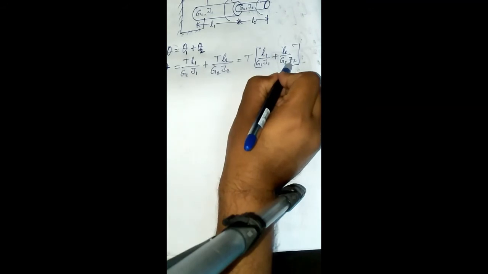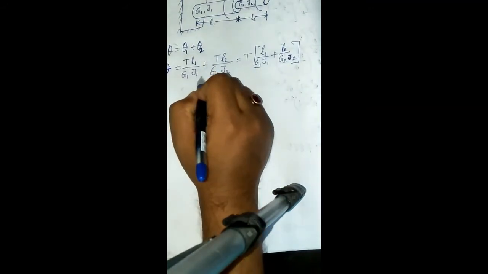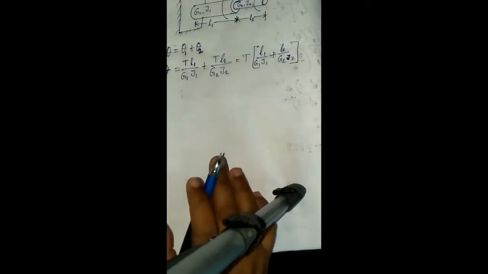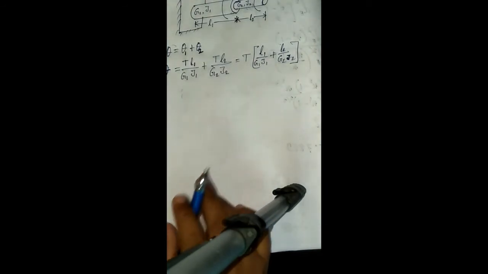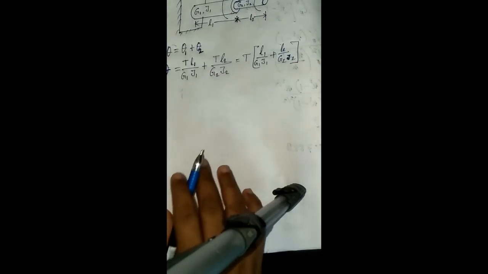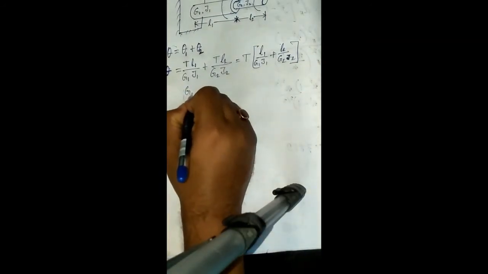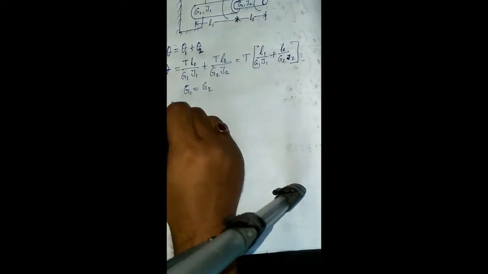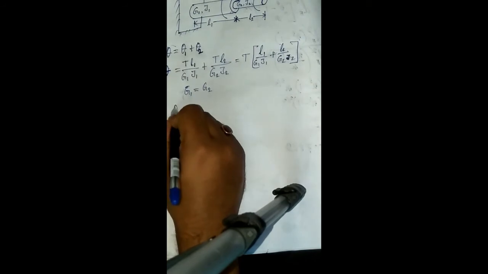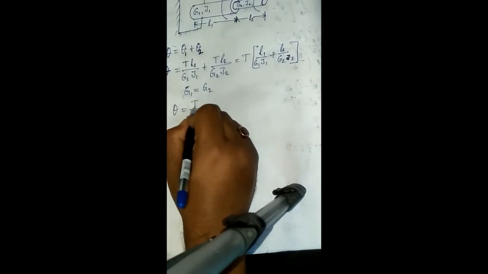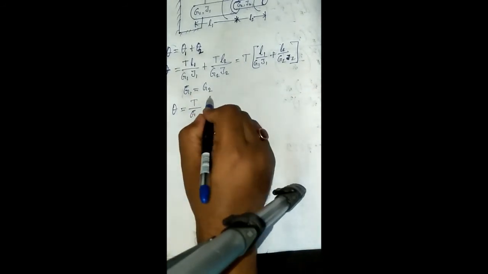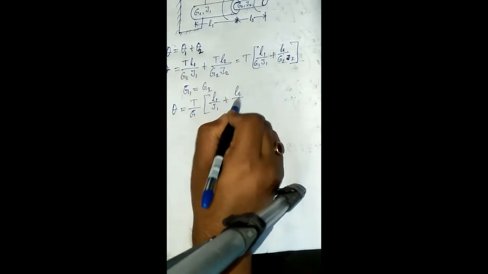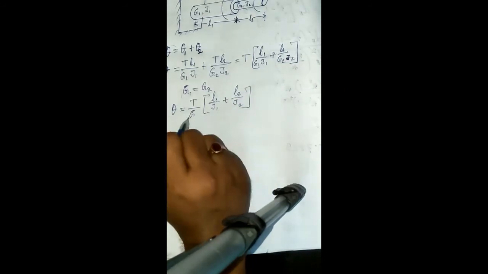Okay, this is J2. And if the shafts are made of the same material, then we can say that G1 is equal to G2. So this equation becomes T by G into L1 by J1 plus L2 by J2.